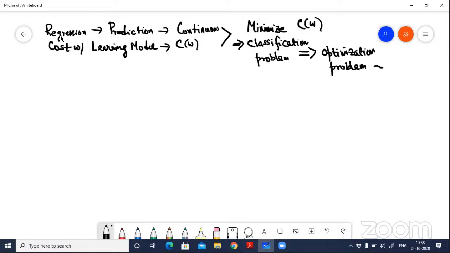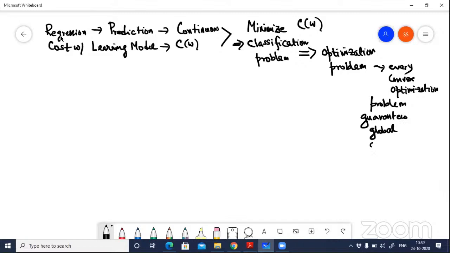Okay, so every convex optimization problem guarantees a global optima. And since there is an optima, it always corresponds to pretty good measures of classification accuracy. Okay, so these are some of the fundamentals.